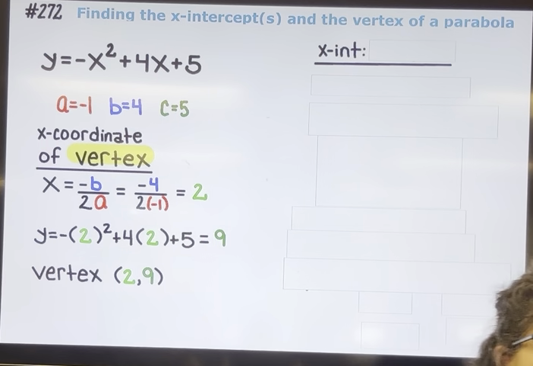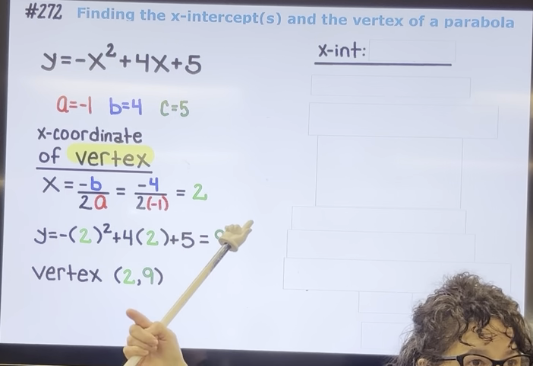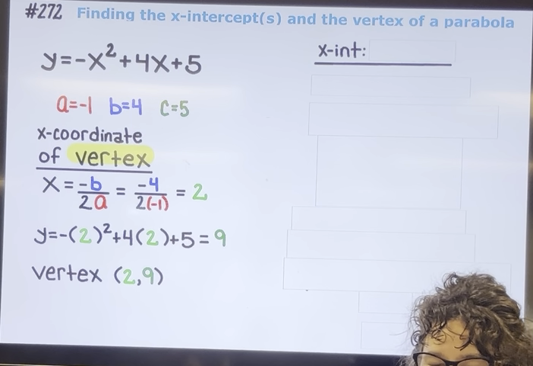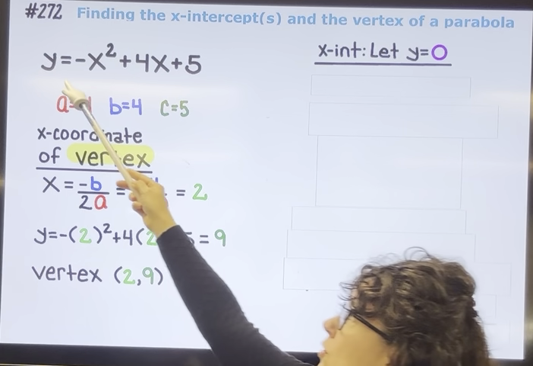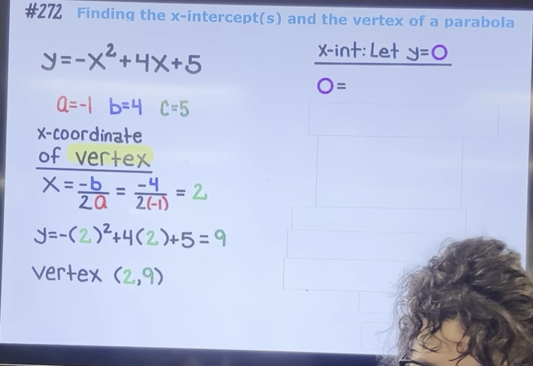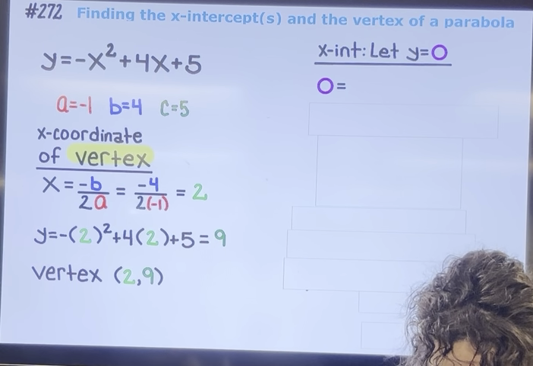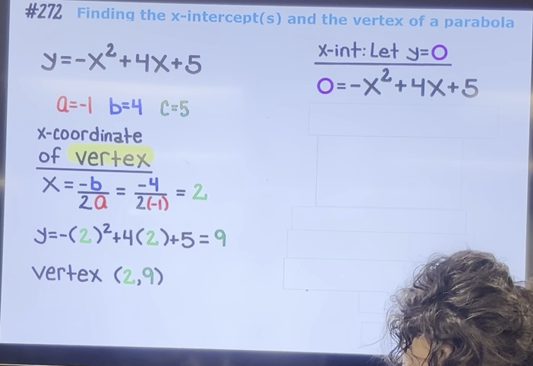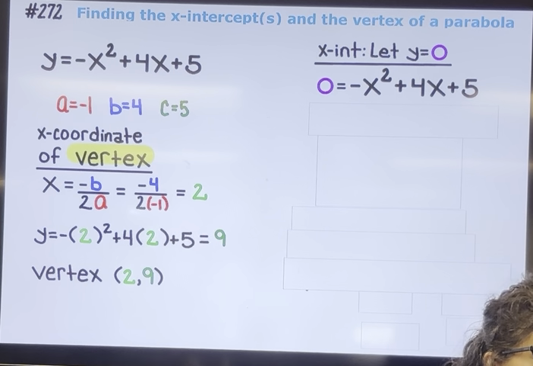Next, I want to find any x-intercepts. Every point that's on the x-axis has a y-coordinate of 0. So to find any x-intercepts, we're going to replace the y with 0. So the y right there is going to become 0. Then let's grab our equation here. Okay, to solve this equation, I'm going to factor.